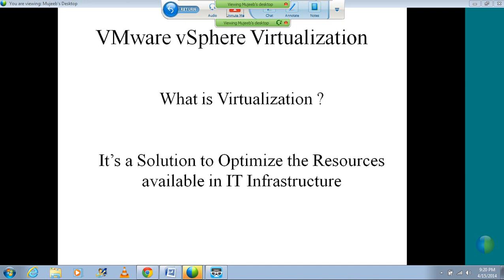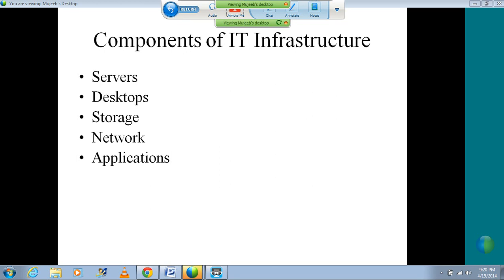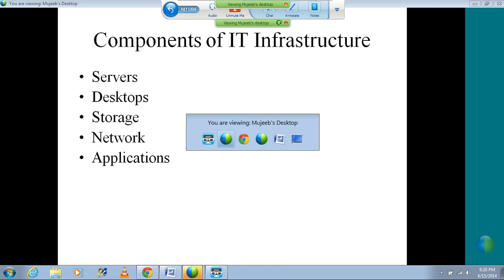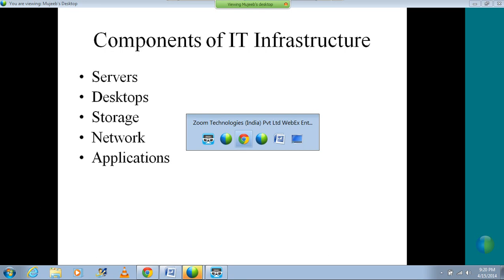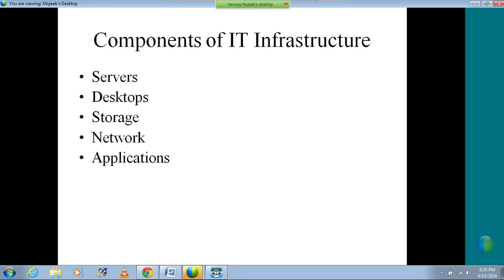There are components which put together form your IT infrastructure. Have a look at the components: servers, desktop, storage, network, and applications. These 5 components put together form your IT infrastructure. You name any component in IT, whether it is software or hardware, it has to fall under these 5 categories. And virtualization is a solution which can be implemented on any of these 5 components. That means it can be implemented on servers, desktops, storage, network, as well as applications.